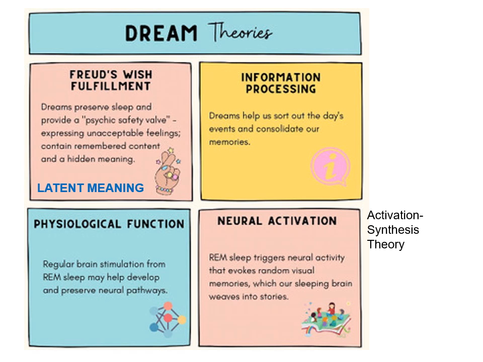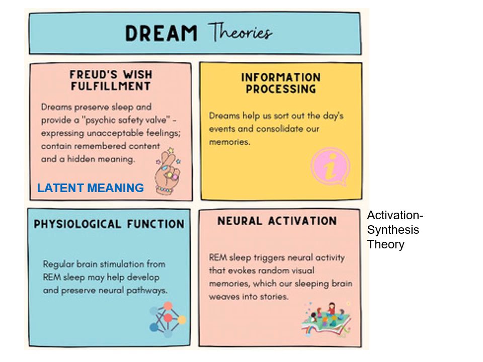The next is the physiological function. Physiological means biological, it means body. So physiological means body function. In this case, we're talking about the brain. So brain stimulation from REM sleep may help develop and preserve our neural pathways. So having these brain thoughts, these dreams, may actually help us. We call them engrams, engrams in the brain. Those are the neural pathways. And so maybe REM sleep is actually helping us to clean up our neurons, develop more pathways, strengthen the pathways, and create new pathways while we're sleeping.